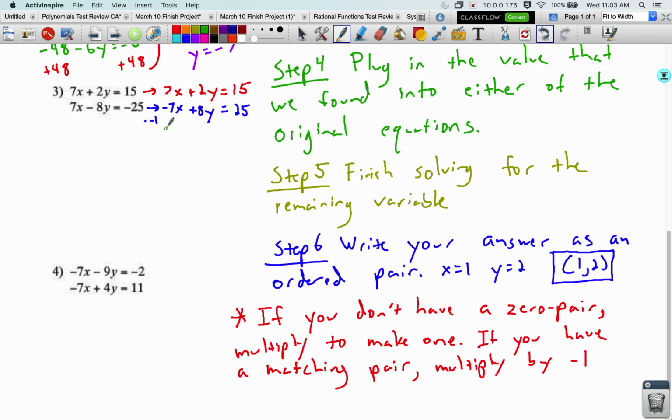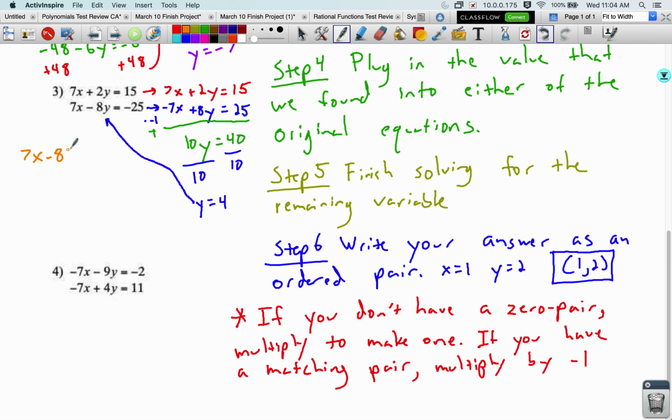But now if we look over here, we do have a zero pair with our 7x's. The 7x and the negative 7x, if I add these together, they're going to cancel out. 2y and the 8y, those add together to be a 10y, and 15 plus 25 equals a 40. And we're off to the races. We can solve this. Divide both sides by 10. y equals 4. Plug that back in. I'll just plug it in right here because it's easier to draw an arrow to there.